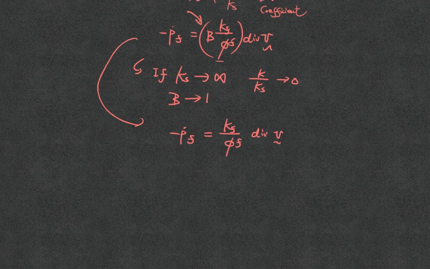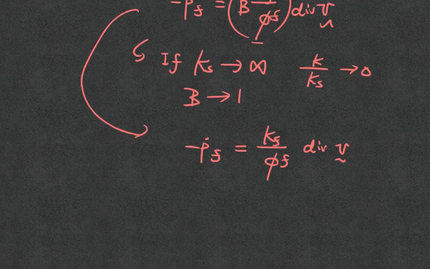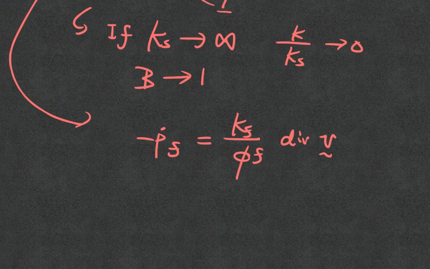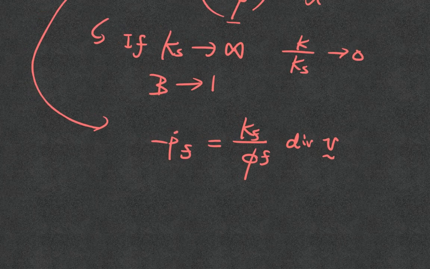Okay, but if the solid skeleton is rigid, sand is a good example where you can comfortably assume that the individual grains are rigid, then the change of the pressure is actually related to the change of the volume times Kf divided by rho f.